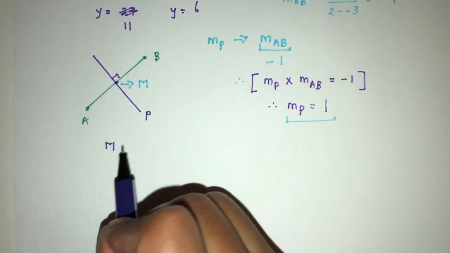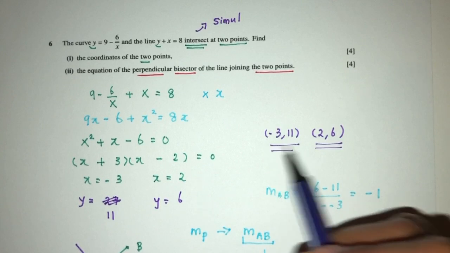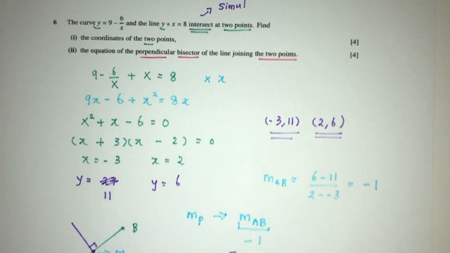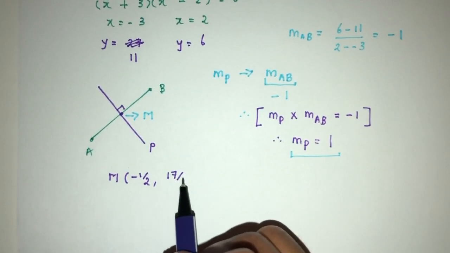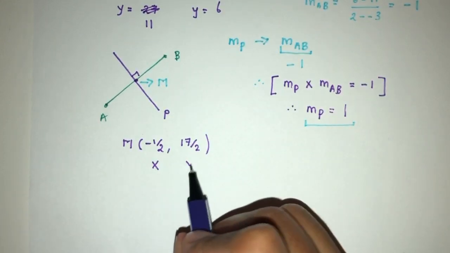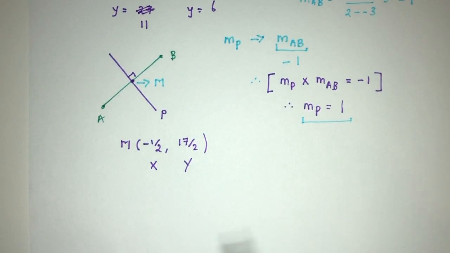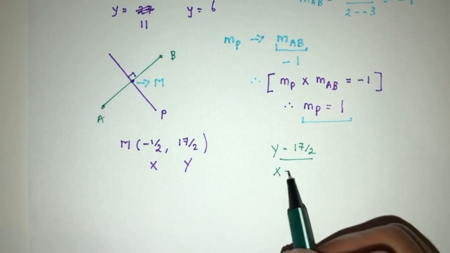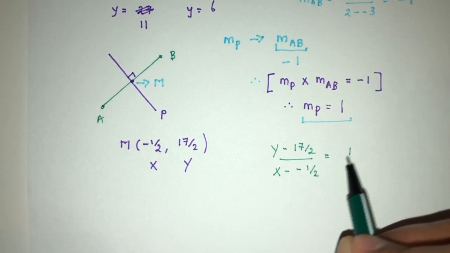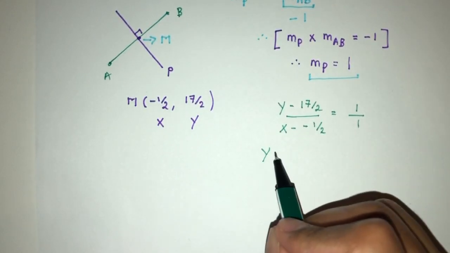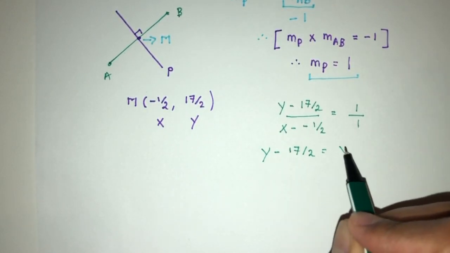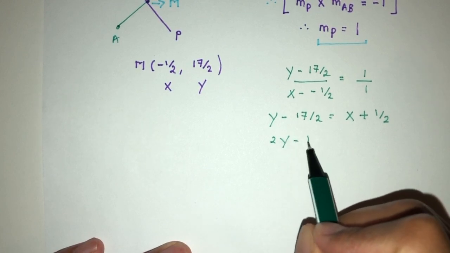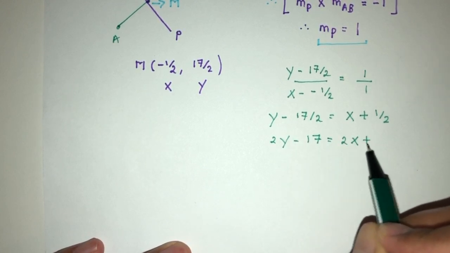So M is equal to x1 plus x2, that should be minus 1, divided by 2, and then for y we have 11 plus 6, that should be 17 divided by 2. This is my x value and my y value, so we have to use that to find the equation of P. So y minus 17 over 2 over x minus minus half should be 1. Let's cross multiply: y minus 17 over 2 is equal to x plus half. Let's multiply everything by 2: 2y minus 17 is equal to 2x plus 1.